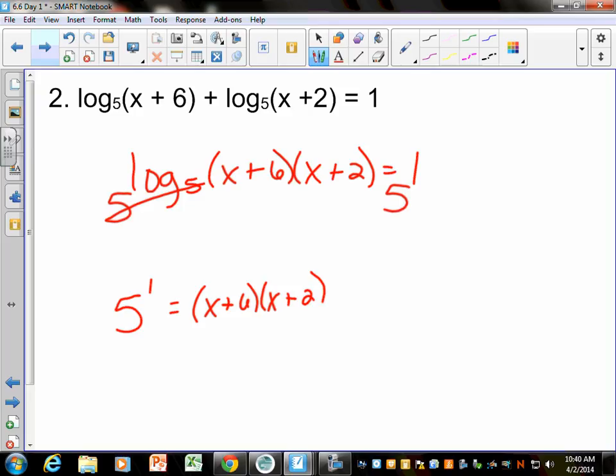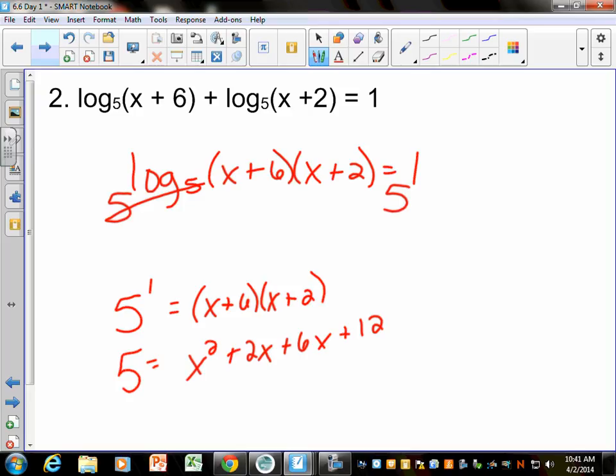Okay. I don't care which way you do it. I'll keep doing it both ways. I just want to show you that. The big thing on this is now to actually solve it, we're going to FOIL this out. That's going to be x squared plus 2x plus 6x, and then plus 12. That's a quadratic, which means what should be my next step to do?